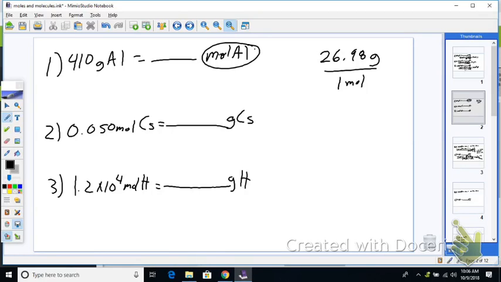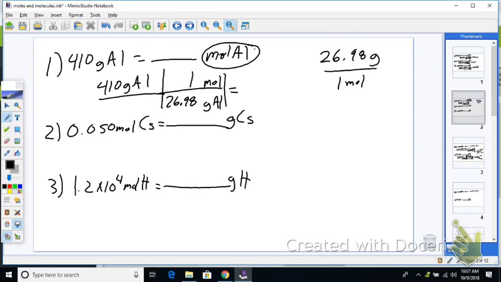All right? So I'm going to take the 410 grams of aluminum. There's my conversion ratio. Grams go on bottom, and moles go on top. So every 1 mole, you have 26.98 grams. Any questions with that? And the answer for that was 15. How'd you guys do on that one? Good? Thumbs up? Okay.